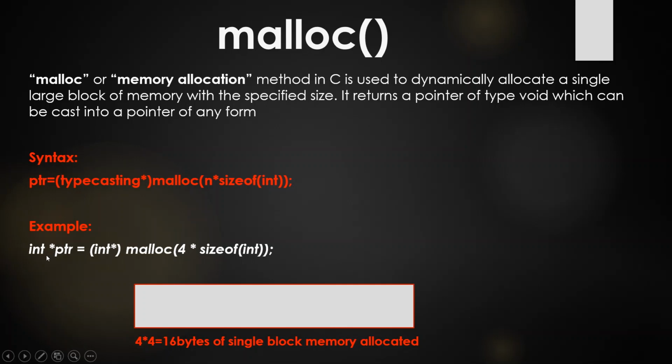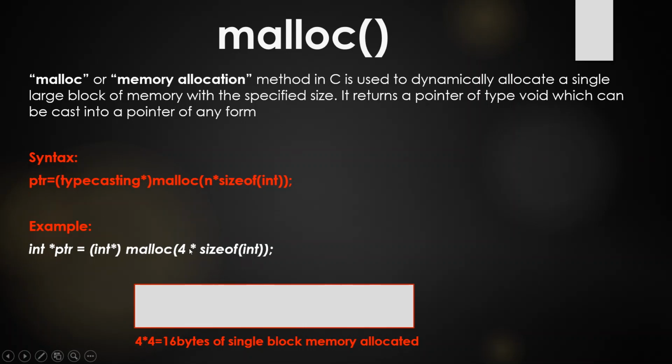Here we can see the example. I am taking an int pointer. I am using the malloc function here. I am allocating a memory of 4. I have given size n as 4, and 4 into sizeof int. Consider this as a 32-bit compiler. The int size will be 4 bytes. 4 into 4, 16 bytes of a single block of memory will be allocated with this malloc function.